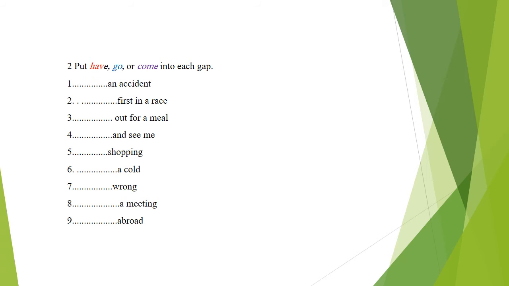Put have, go or come into each gap. 1. Have an accident. 2. Come first in the race. 3. Go out for a meal. 4. Come and see me. 5. Go shopping. 6. Have a call. 7. Go wrong. 8. Have a meeting. 9. Go abroad, meaning traveling outside the country.